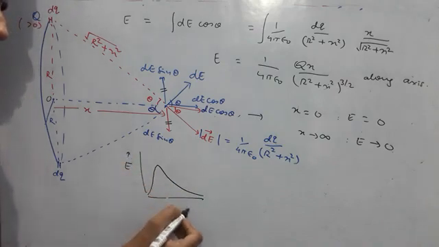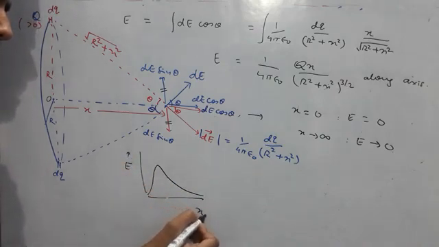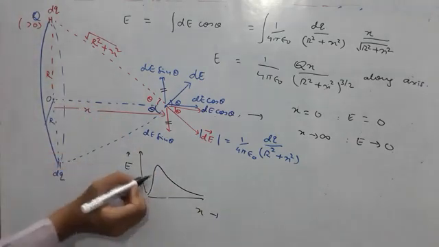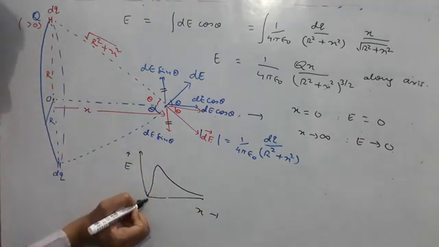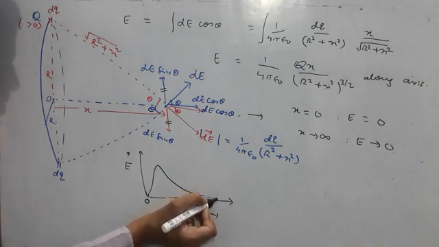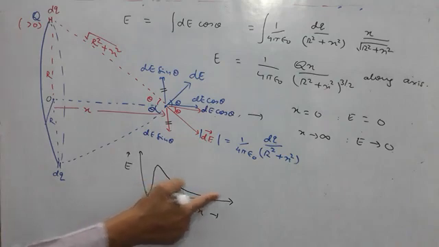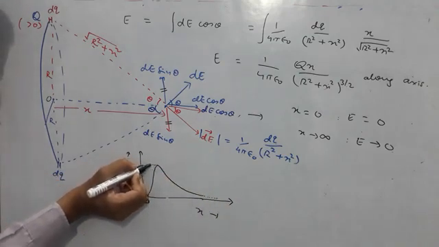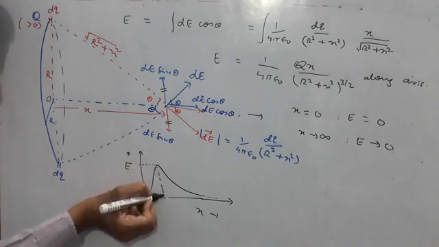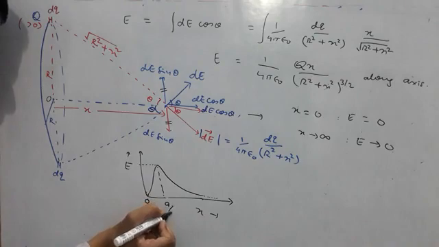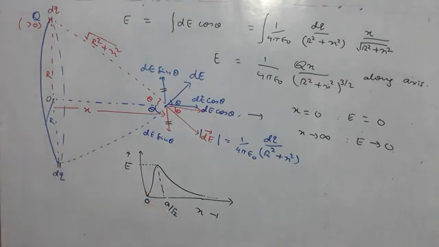If you are asked to plot the graph of E versus x, in this particular situation, it will be like this. It will be 0 at x equal to 0, and again it will turn 0 at infinite separation. So it will become 0 at x equal to infinity. And this is the point of maximum, which we will find occurs at x equal to a by root 2.